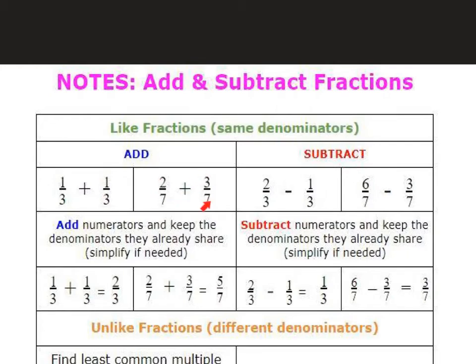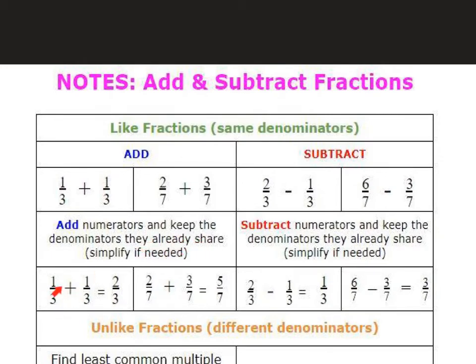2/7 plus 3/7. They are like fractions because they have the same denominator. And same thing over here, 2/3 minus 1/3, same denominator of 3, and 6/7 minus 3/7, both have a denominator of 7. So when you are adding or subtracting with like fractions, you'll add the numerators if it's an addition problem, and you'll subtract the numerators if it's a subtraction problem. Keep the denominators they already share, and then simplify if needed.